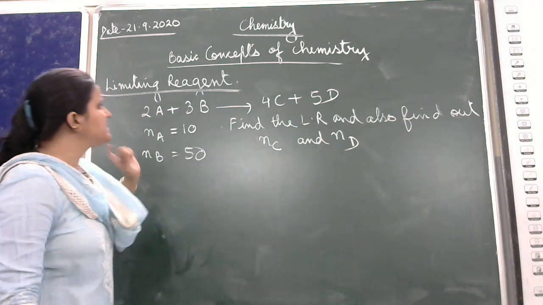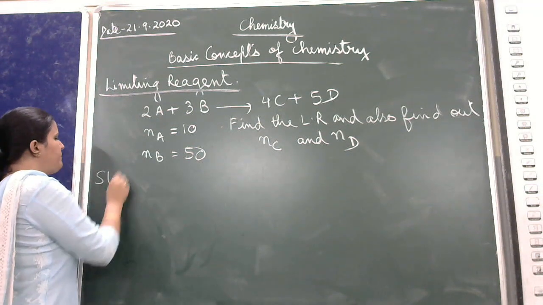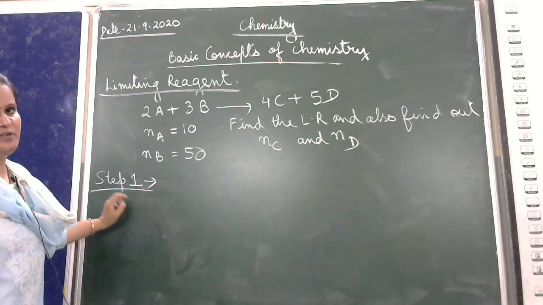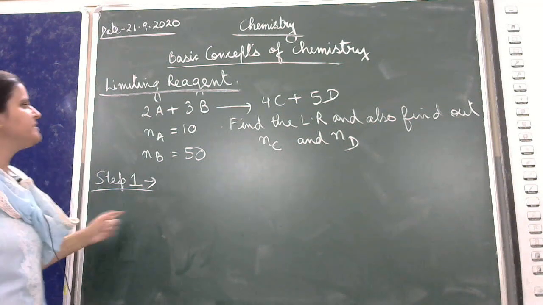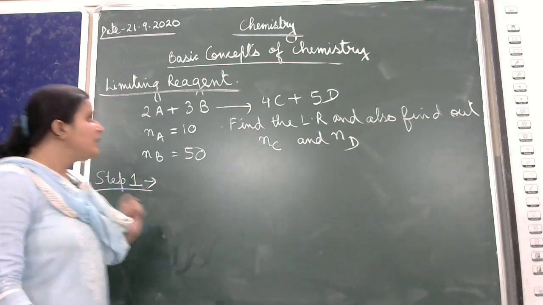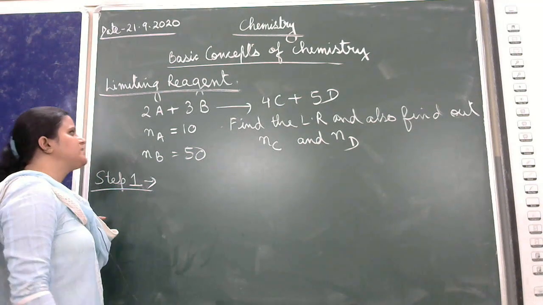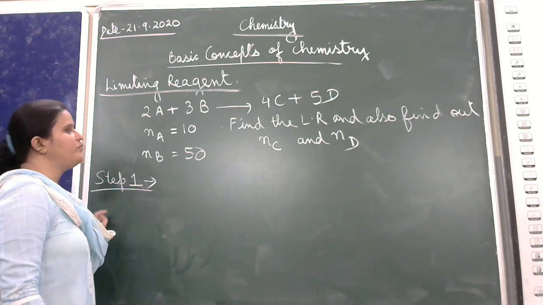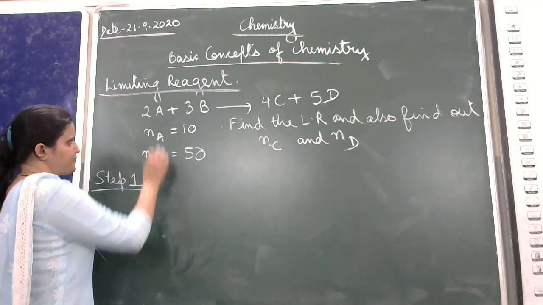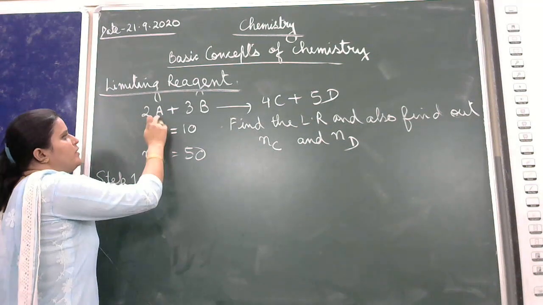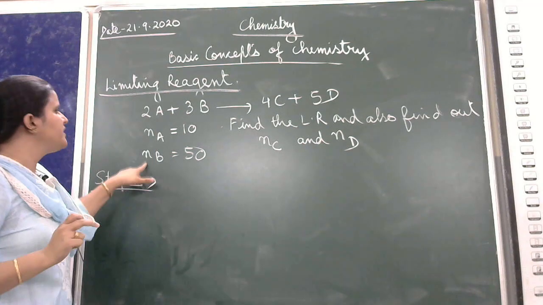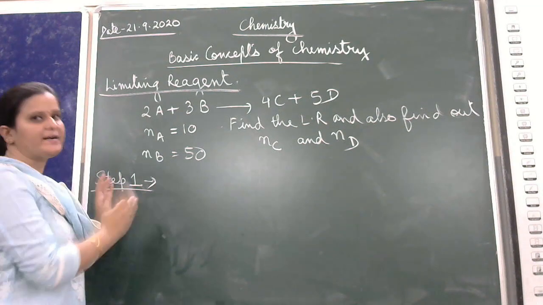So see, what am I saying to you? What is the first step? Whenever you are going to solve a limiting reagent, the first step is you need to understand whether this is a limiting reagent numerical or not. And how will you determine? For that, you are going to find out the ratio. The ratio of what? The ratio of stoichiometric coefficients and the ratio of these moles. I am talking about the reactants.